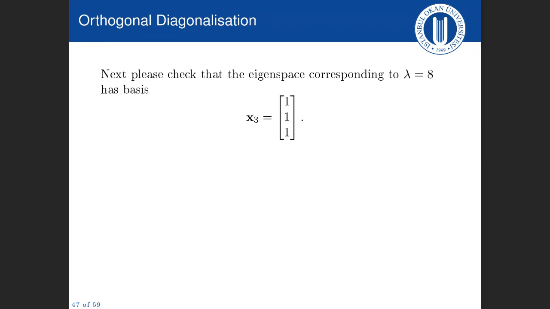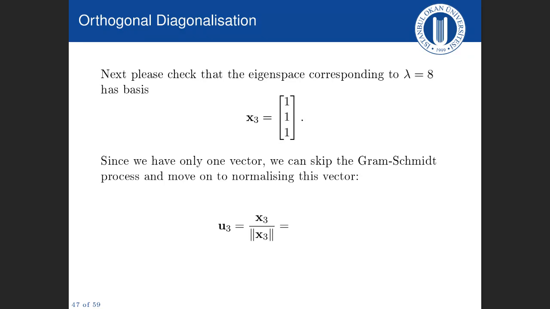We also need to do the same thing for the second eigenspace. I'm going to leave it for you to check that the eigenspace corresponding to lambda equals 8 has the basis 1, 1, 1. We've only got one vector here. So we can skip the Gram-Schmidt process and just move straight on to normalizing this vector.